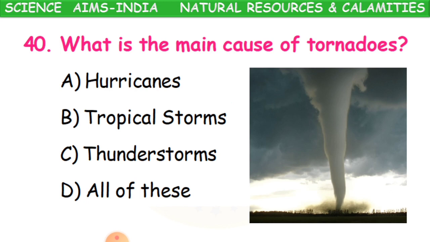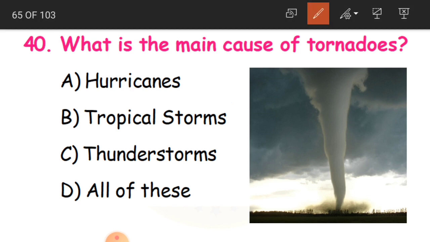40th question, children. What is the main cause of tornado? Here in the picture, you can see how the tornadoes look. Have you seen? They are just like spinning air. Spinning is nothing but rotating air, very fast rotating air.